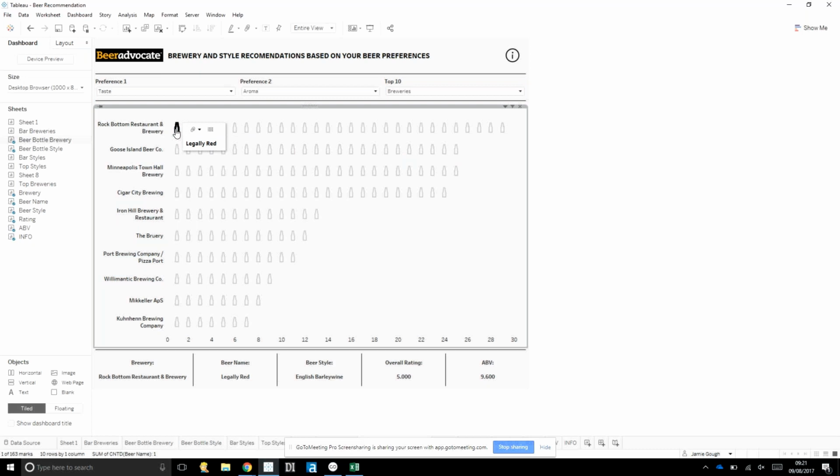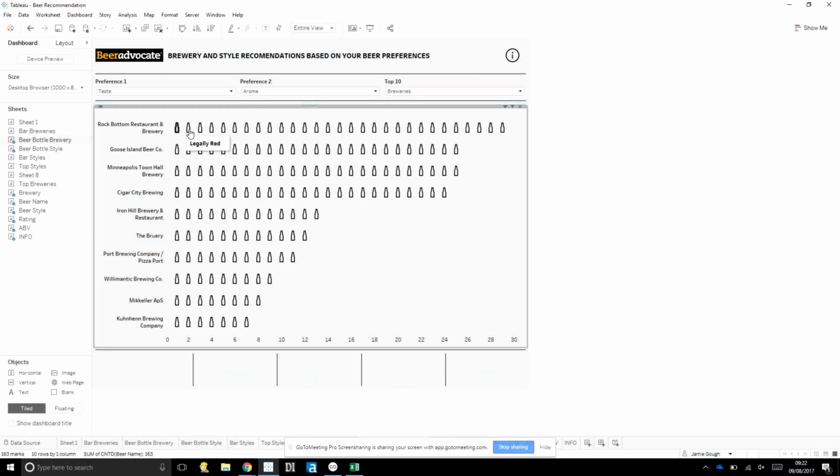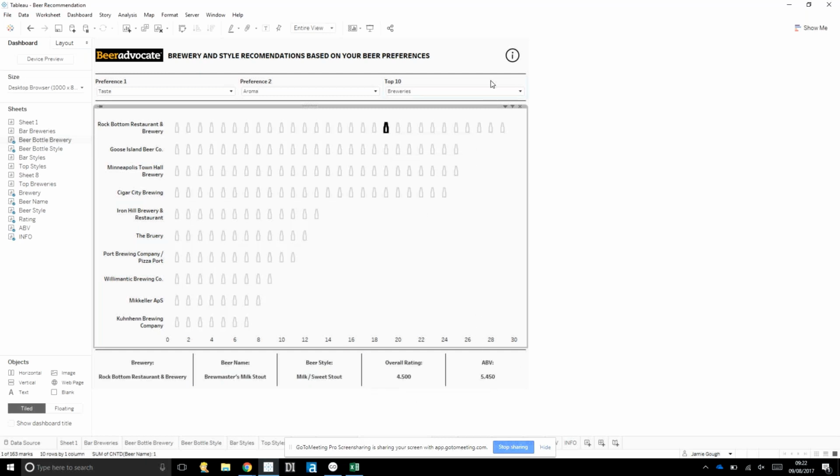So Legally Red here is the best from the brewery that has the most beers for taste and aroma. Basically, I created a calculation that said if the taste and aroma average is above 4.5 out of 5, give the breweries with the highest count of beers with that rating. And then I had to create a table rank to rank it from left to right of best beers. If you go further, the overall rating is lower here, 4.5 or 4. But this is basically saying that the brewery you should choose is Rock Bottom Restaurant and Brewery, if taste and aroma is your thing, and then it gives some more detailed information at the bottom.